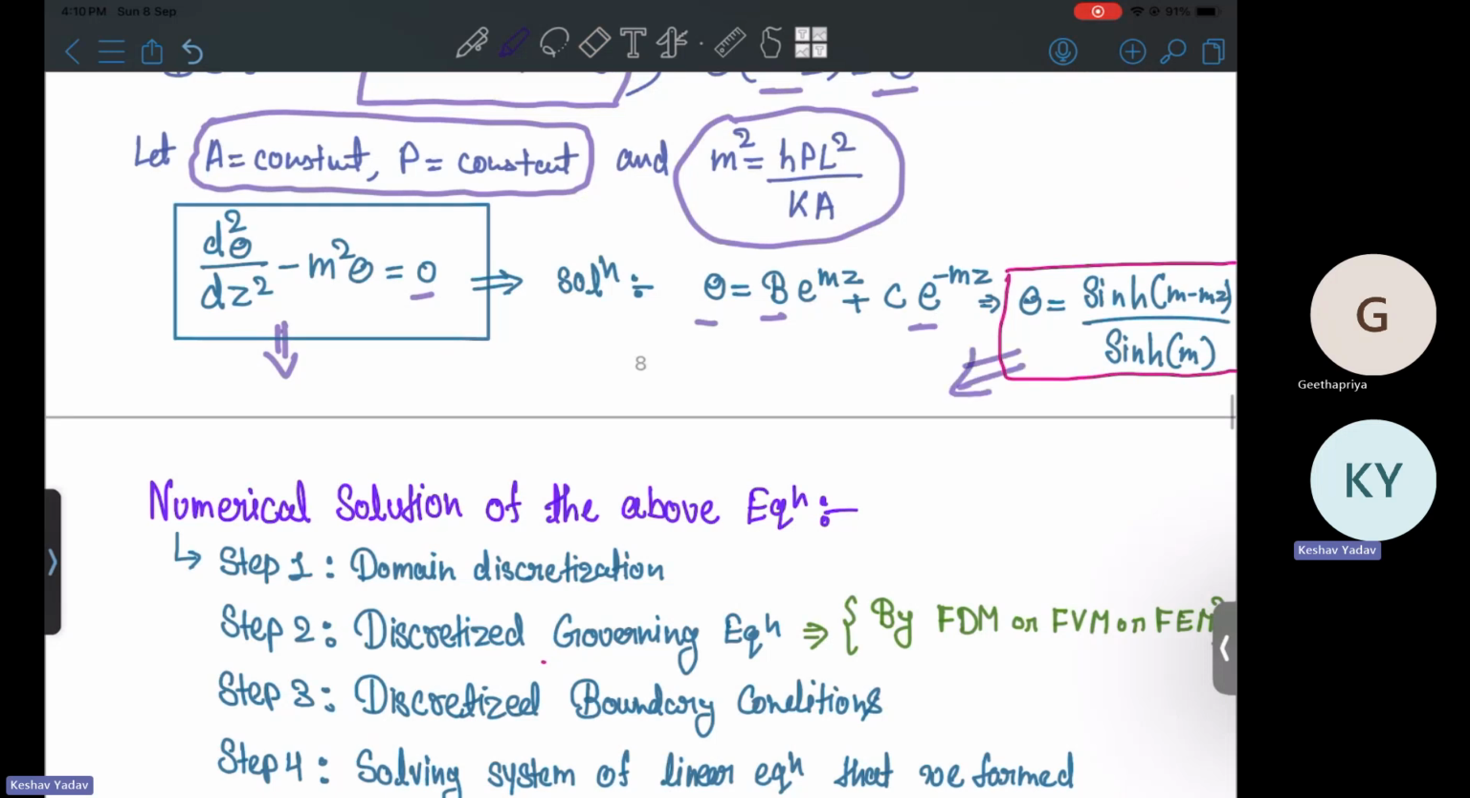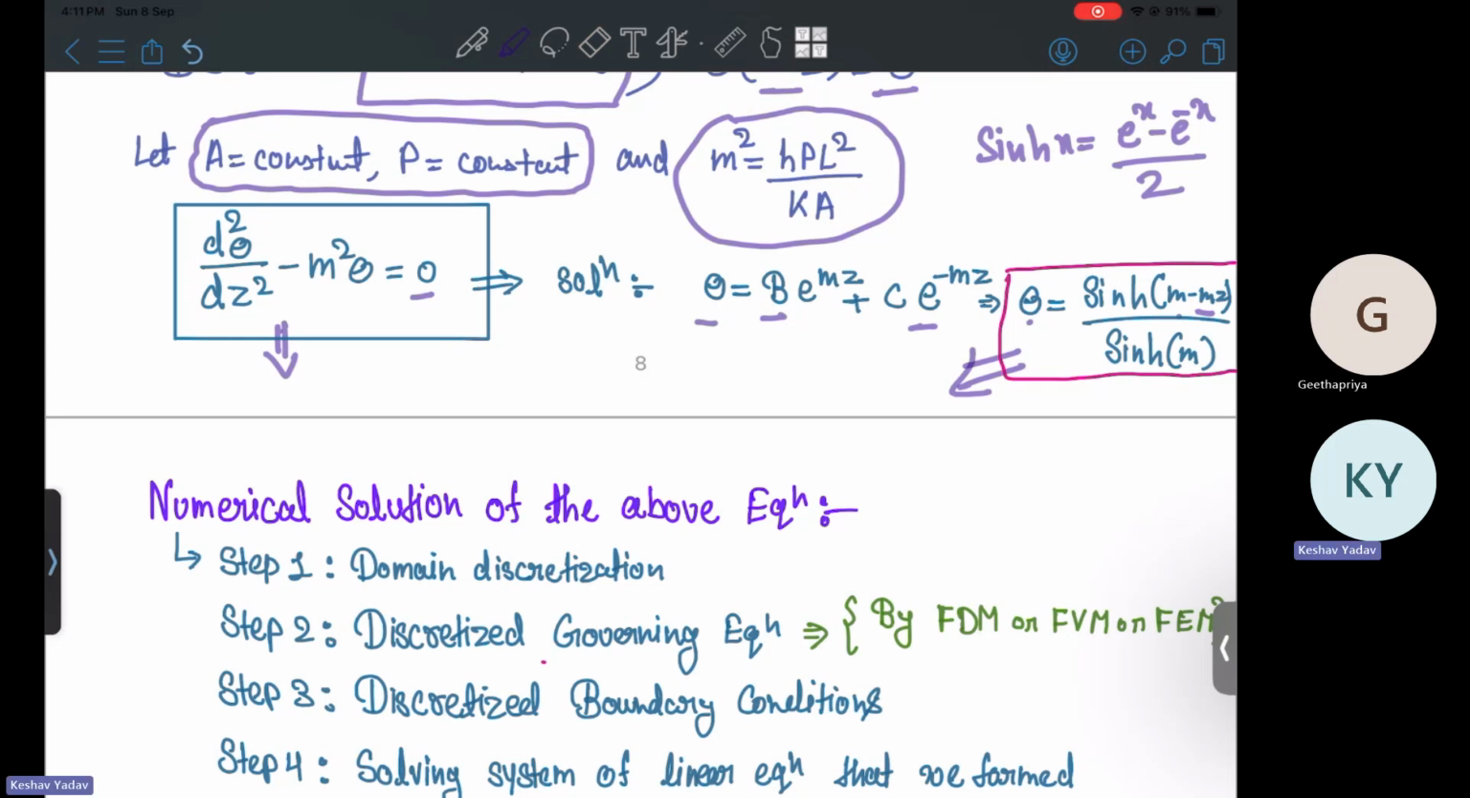The solution will come as theta equal to sinh of (m minus mz) divided by sinh of m. Sine hyperbolic is what? Sine hyperbolic of x, if I am writing, will be equal to e to the power x minus e to the power minus x divided by 2. You replace that, then you will find this solution. Okay. So this is the analytical solution.